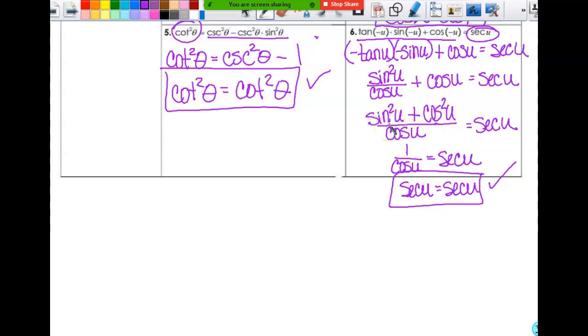Because cosine squared of negative u is not on there. That's not something you can replace. Does that make sense? Okay. I mean, that's a good point. We didn't have to do it right then, but you do have to do it before the very end. Okie dokie.